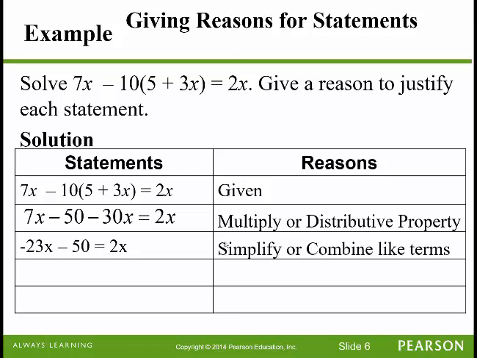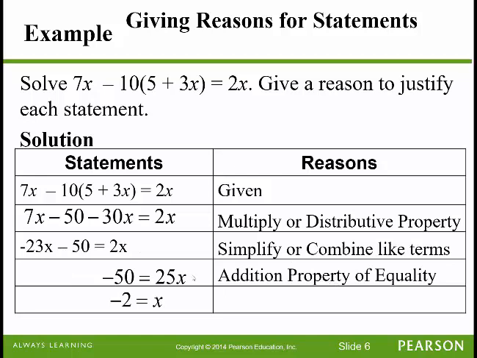The next thing I'm going to do is I'm going to simplify or combine like terms, like 7x minus 30x is minus 23x. The next thing I'm going to do, I'm going to add the 23x over here. Well, that's the addition property. And finally, I'm going to divide by 25, get x is equal to -2. That's just the division property. So it's doing this algebra that we definitely know how to do or remember how to do from high school, and it's just literally saying, well, this is the property I'm using to do this. This is how I'm justifying my steps.